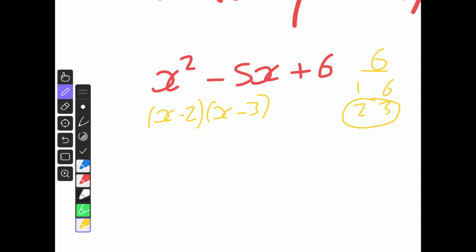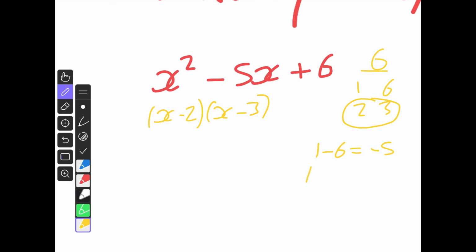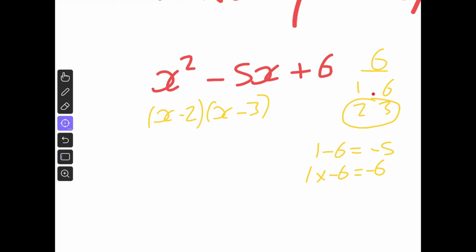Right, you might be thinking, why can't you use 1 and 6? Because you can make 5 with that. So be careful, because 1 minus 6 would make minus 5. However, that's a positive 1, and that's a negative 6. And if you do 1 multiplied by minus 6, that would equal minus 6. So that's where, even though you can make a 5 with 1 and 6, they wouldn't multiply to make the positive 6. And that's why you have to use 2 and 3, because it works both ways, okay?